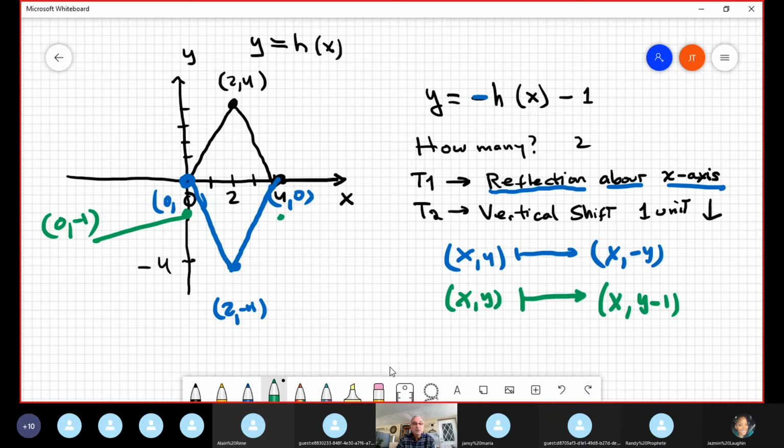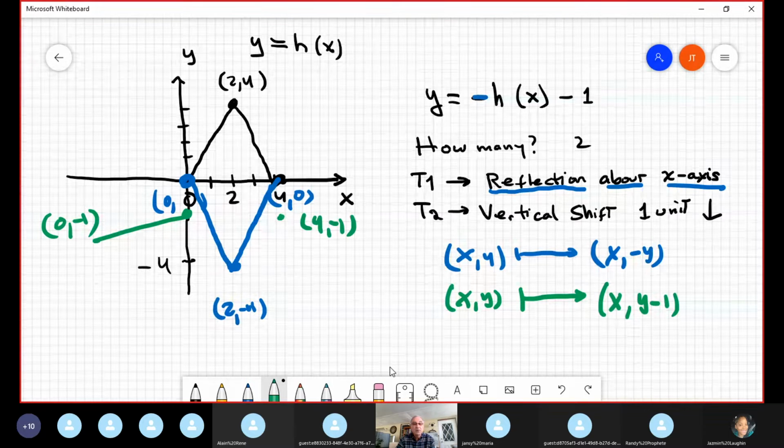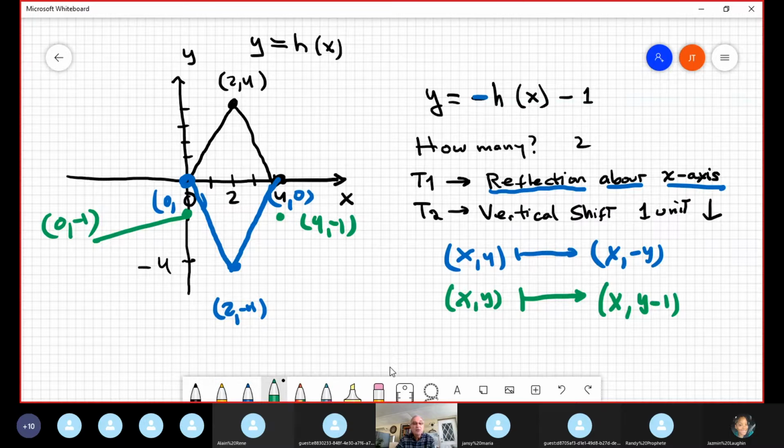This point is the point 0, -1. This point now is 4, -1. And this point would be 2, -5. Okay, here. 2, -5. Because it's negative 4, no? You don't see very well that 4. This is 4. Now, my graph, my final answer, looks like that. Any question?